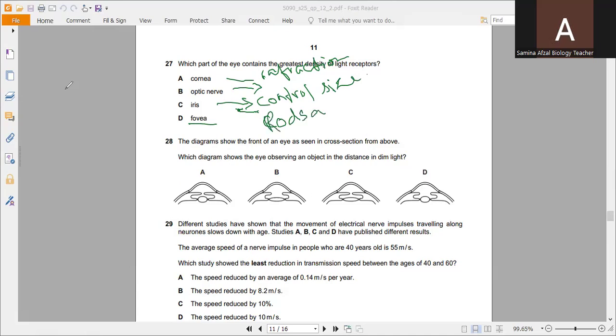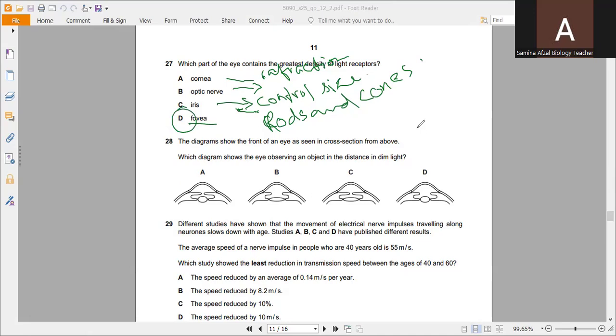rods and cones. So D is the correct option.